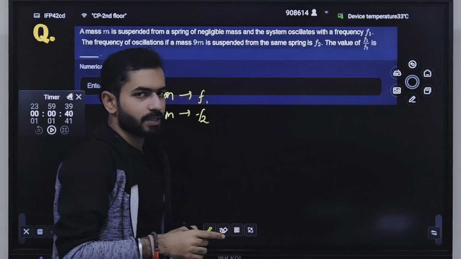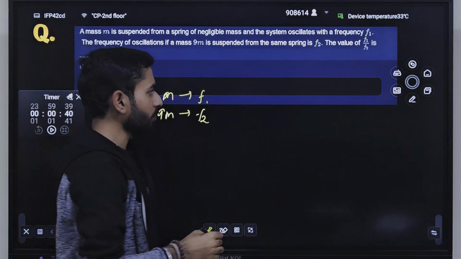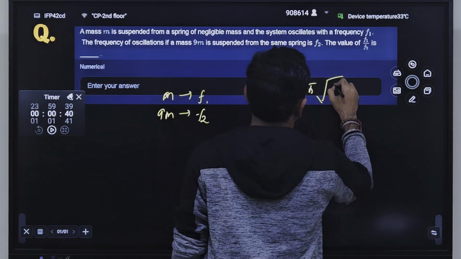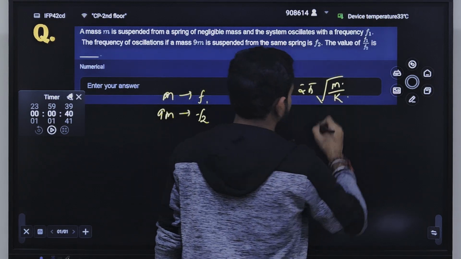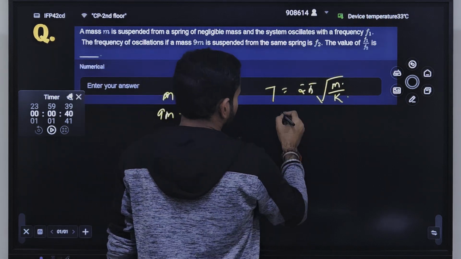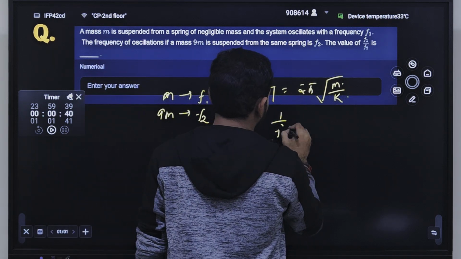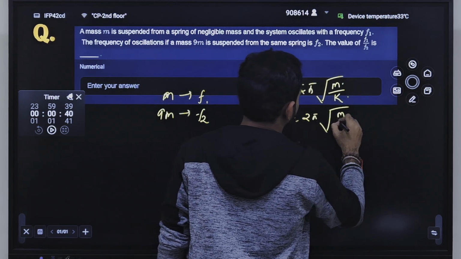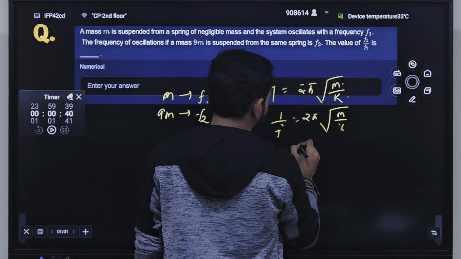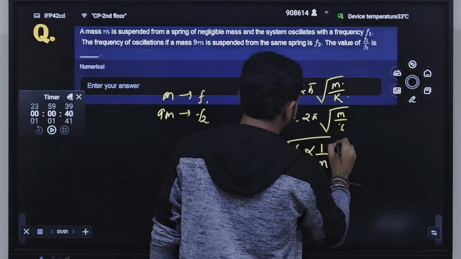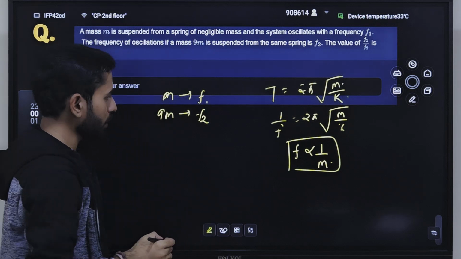Firstly, understand what is frequency. Frequency is nothing but 1 by time period. What is time period? Time period is nothing but 2 pi root under m by k. Frequency is 1 by time period, so I can also write it as 1 by 2 pi root under m by k. From this equation, what can I say? Frequency is inversely proportional to root under mass.